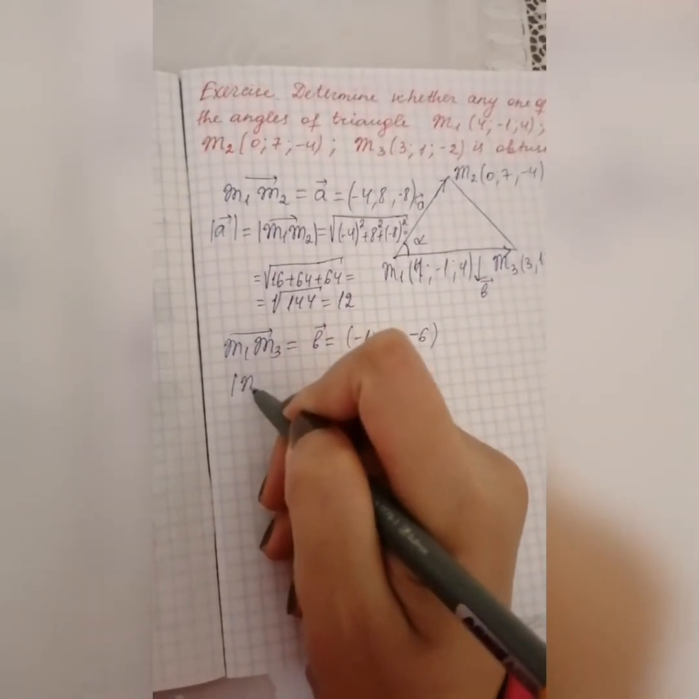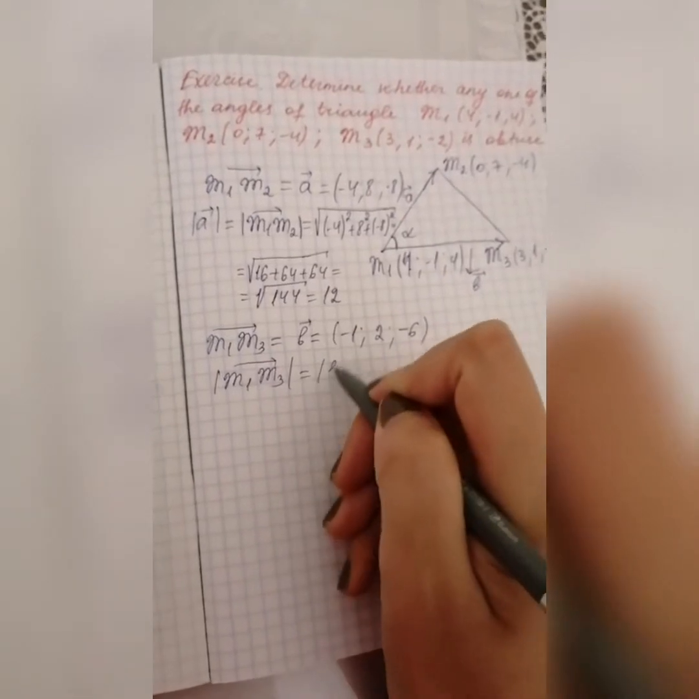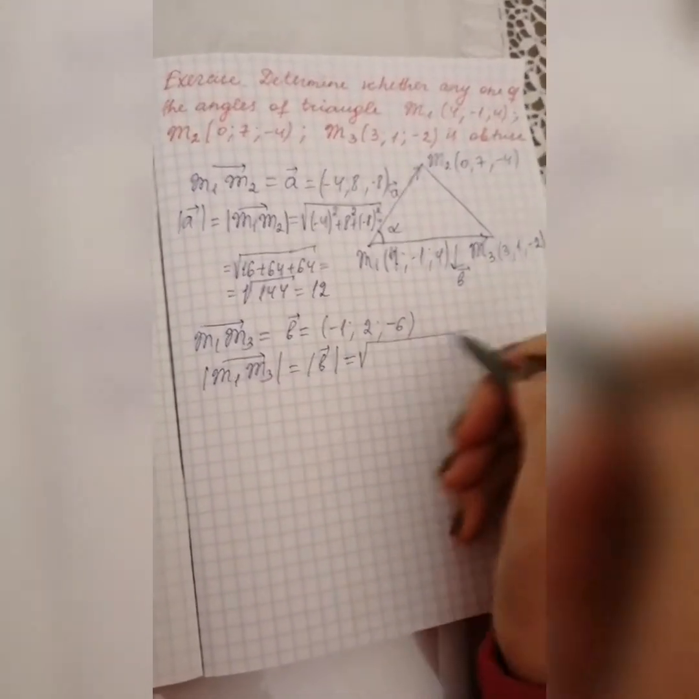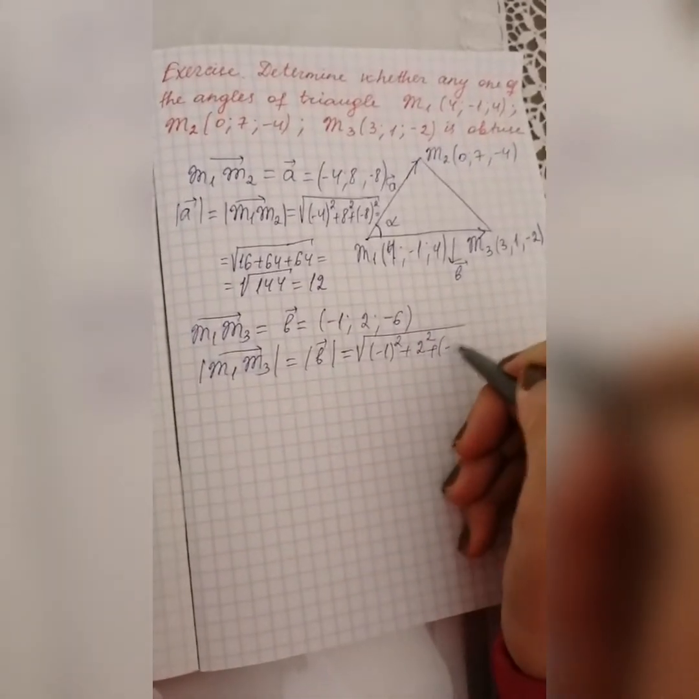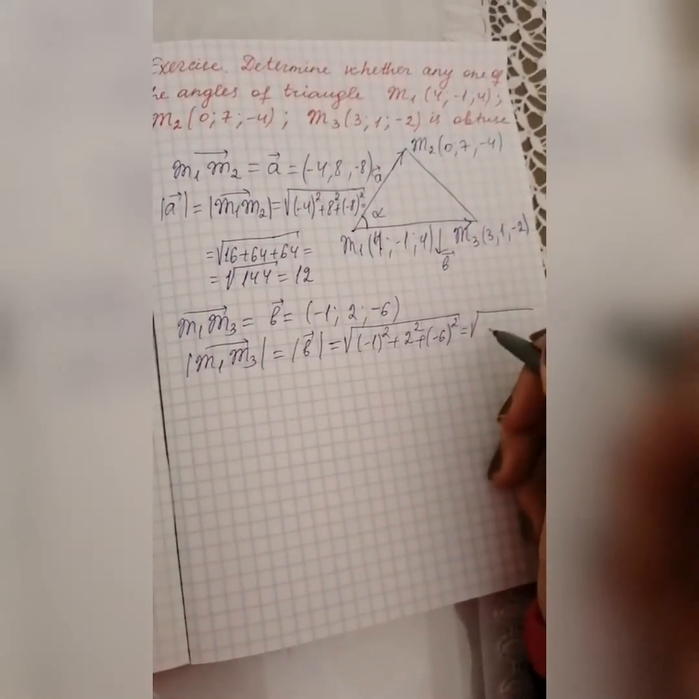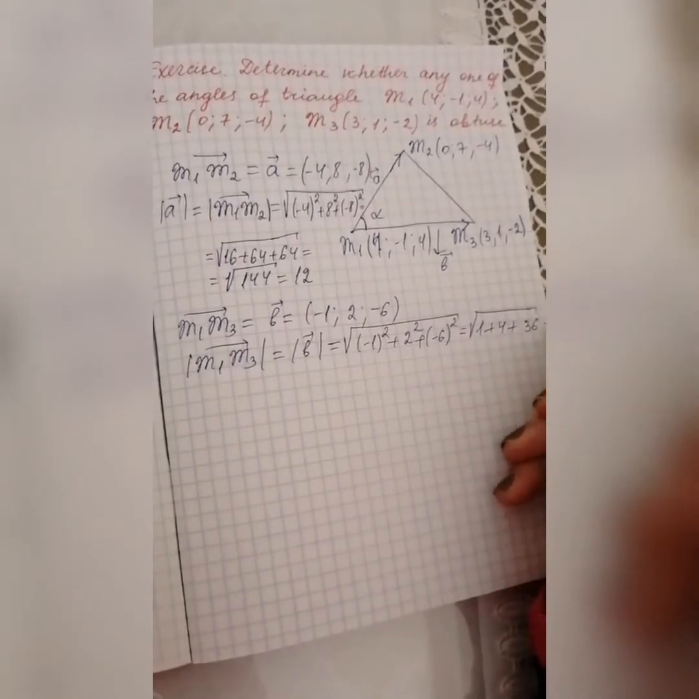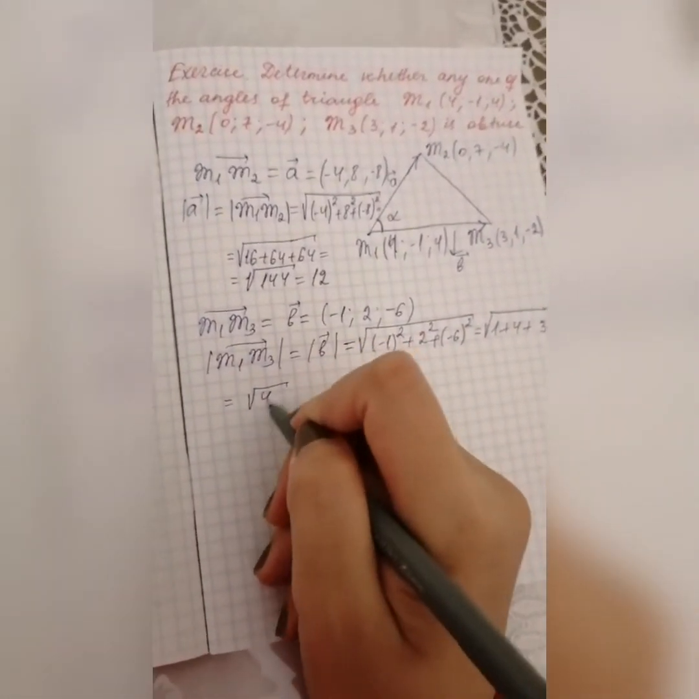And the modulus of vector M1M3 is equal to the modulus of vector B. And yes, this is equal to the square root of (-1) squared plus 2 squared plus (-6) squared. This is equal to the square root of 1 plus 4 plus 36. This is equal to the square root of 41.